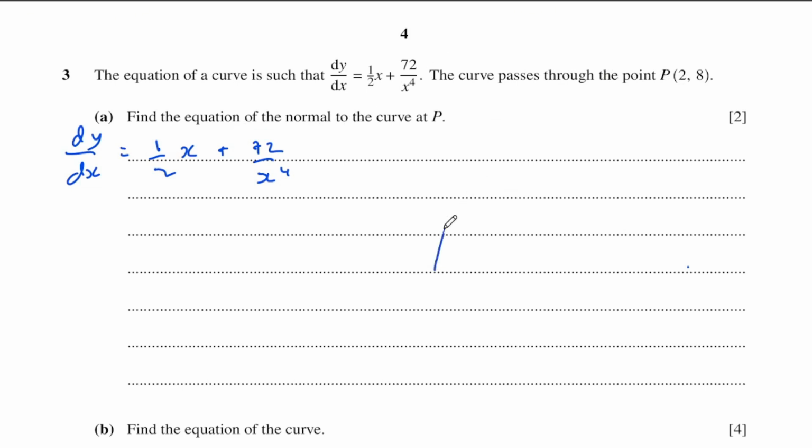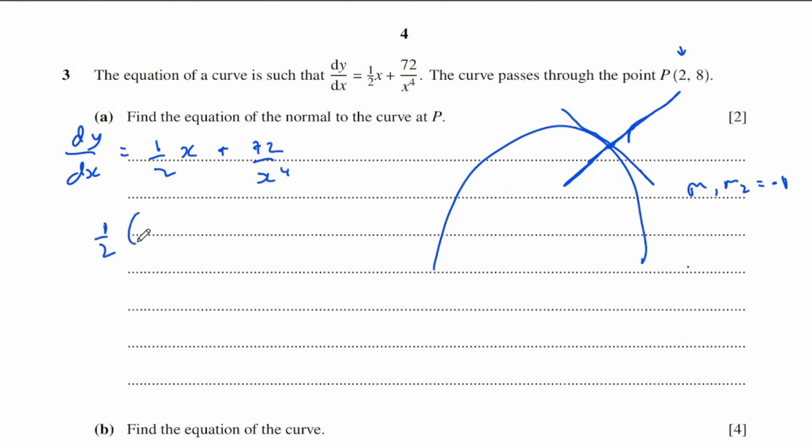Meaning what? If we had a curve and this was our point P, we want to find the equation of the normal to the curve. Obviously, the normal means it's perpendicular to the tangent. So if we get the gradient of the tangent, we know m1 m2 equals negative 1 for perpendicular lines. So we'll start off by finding the gradient of the tangent at x equals 2.